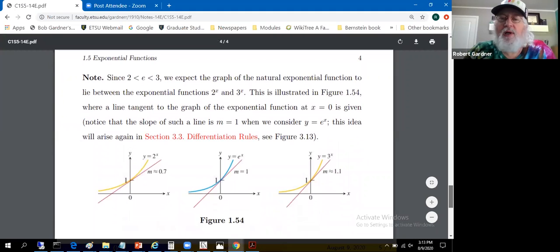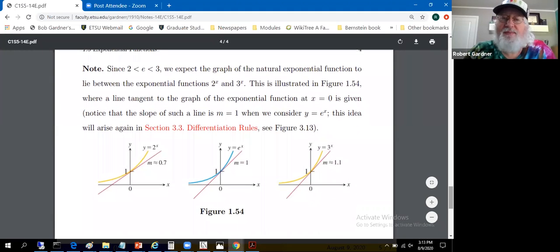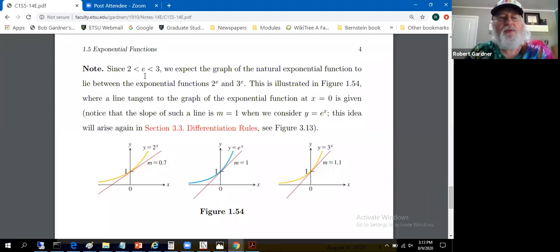All right, so to motivate as best we can with what we know now, this number e is alleged to be between 2 and 3. It's 2.718 something or other. So somewhere between 2 and 3, a little closer to 3. We expect the graph of the natural exponential function to lie between the exponential functions 2 to the x and 3 to the x.